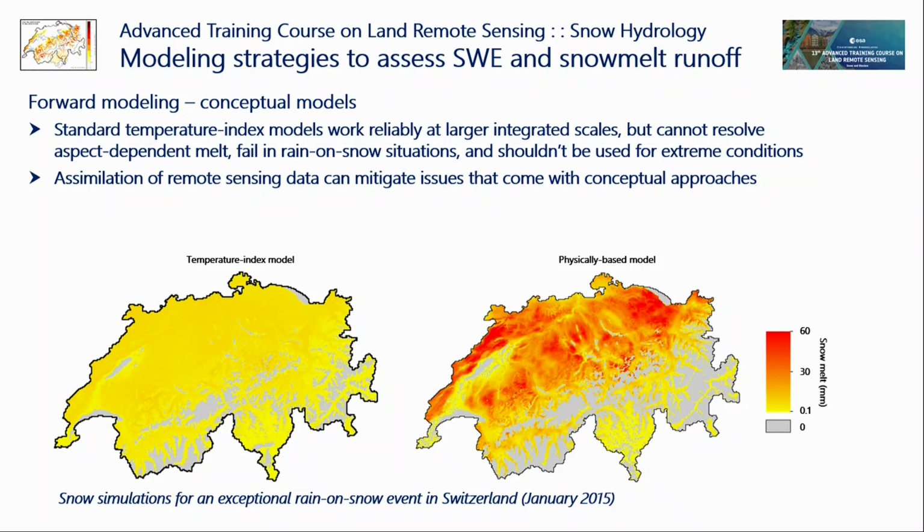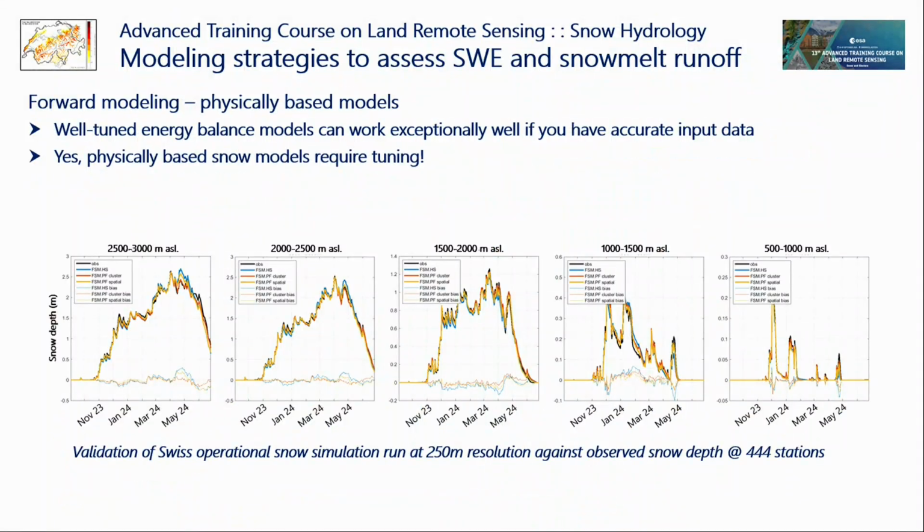Aspect-dependent melt obviously is not included because you will have the same temperature on both sides of a valley, but you don't see that there's more radiation input here versus this side. So a temperature index will probably model the same snow on both sides of the valley. If you're interested in that, you probably have the wrong model approach here. So that's not a surprise, I would guess.